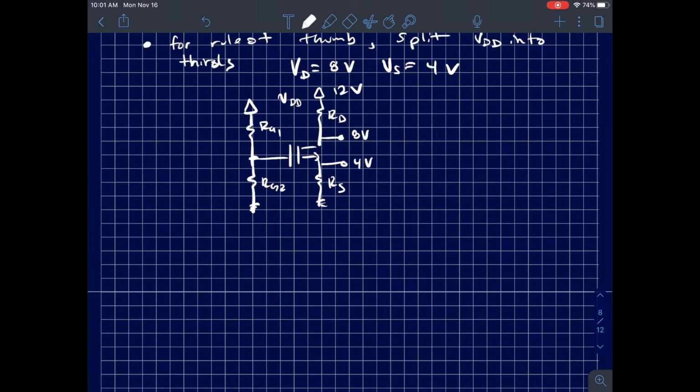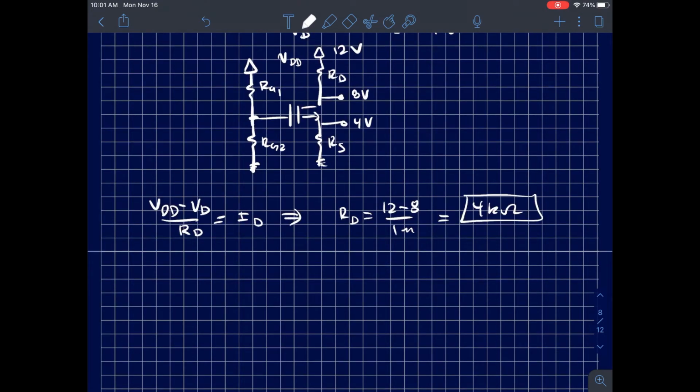So just like I did in example number 1, I know VDD minus VD over RD has to equal ID, which implies that RD is 12 minus 8 over 1 mA, or 4 kilo ohms. To find the source resistance, I take VS minus 0 over RS. This is equal to ID. This implies that RS is equal to 4 over 1 mA, or also 4 kilo ohms. So that's not too bad.